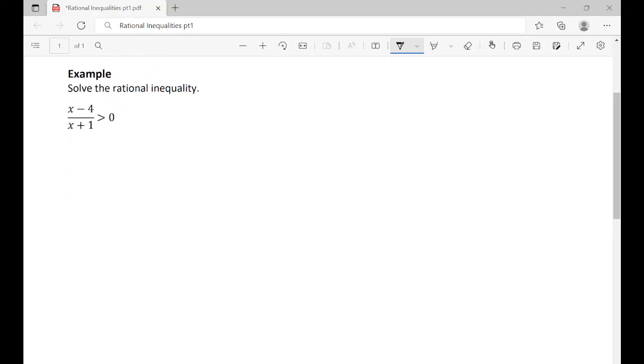So we're going to solve the rational inequality (x minus 4) over (x plus 1) is greater than 0. Since it's greater than 0, we're going to take the top, x minus 4, and set it equal to 0, and we're going to take the bottom, x plus 1, and set it equal to 0 as well. But because x plus 1 is in the bottom, we need to make sure that it's not equal to 0. Solving the first one, add the 4 over, we get x equals 4, and then subtract 1 over, we get x cannot equal negative 1.